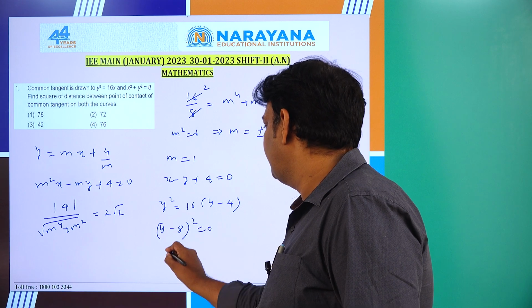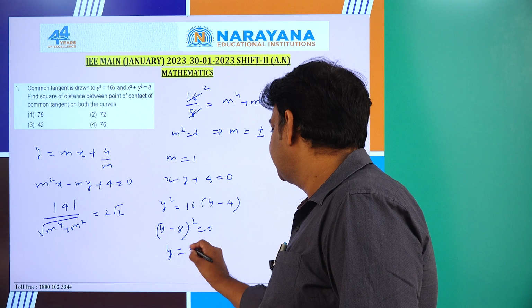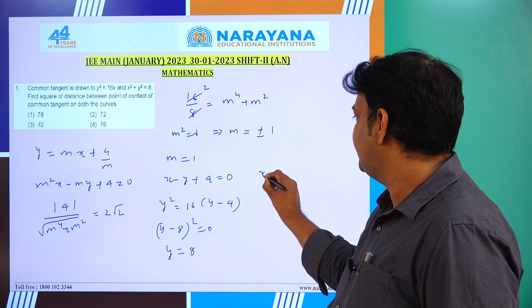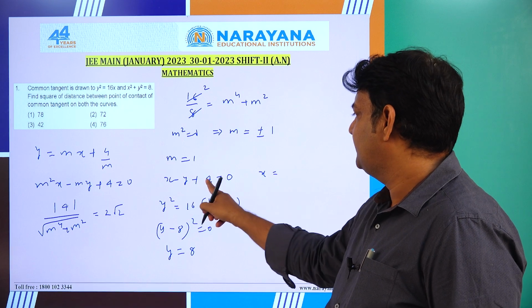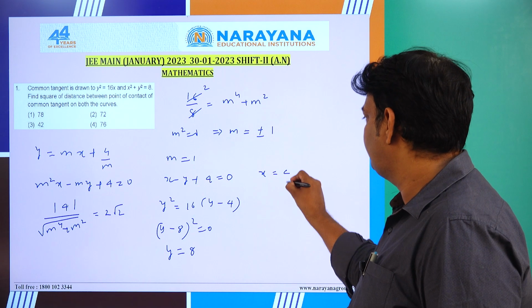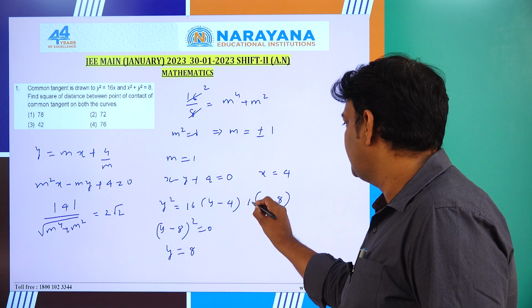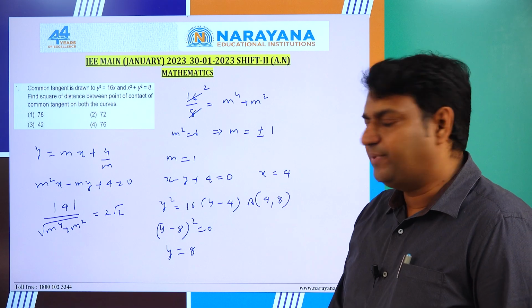So what is the value of y? 8. Substitute the value of y, you will get the value of x as minus 8 plus 4 minus 4, so x is 4. Means the point of contact is 4 comma 8. This is the point of contact with the parabola.